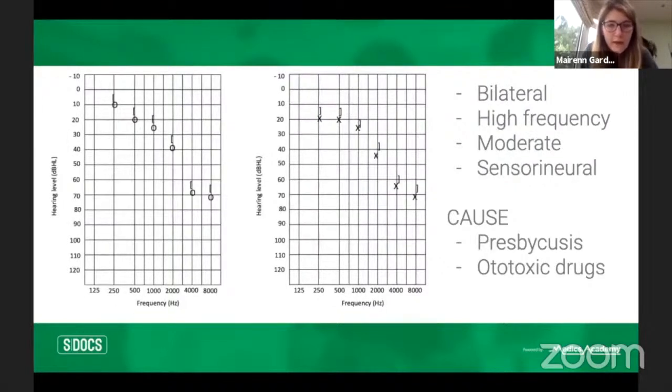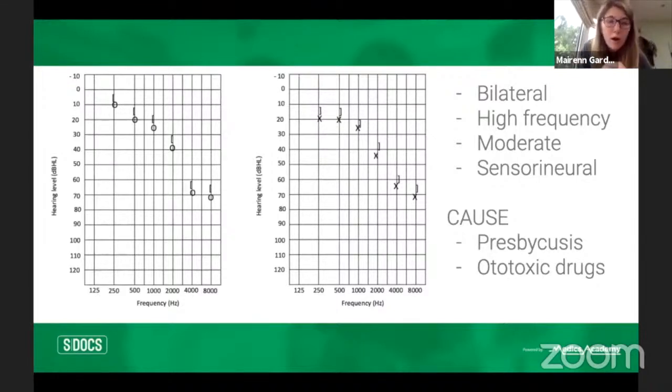Next case. So here, because you've got matched bone and air conduction, as you can see the bone and air conduction follow each other, it suggests that it's sensory neural. Unlike the other one, this one is bilateral, and the hearing loss is actually at the higher frequencies. So between about 1,000 to 8,000, they've lost their hearing in this case.